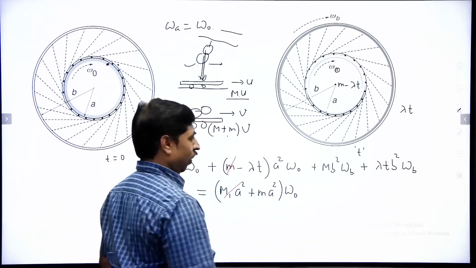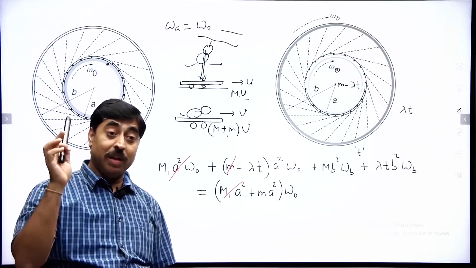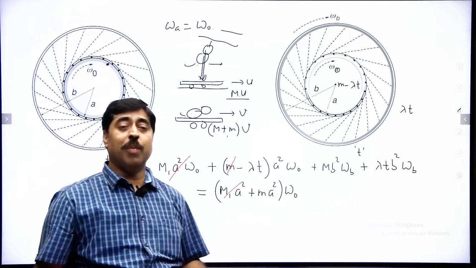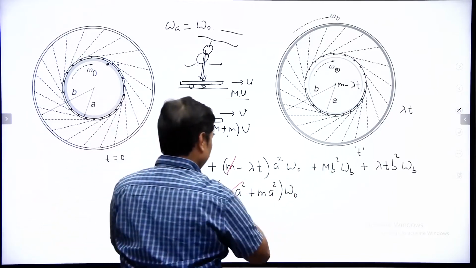You can simplify it for time and you will get the value of time. You can simplify it for omega b, and you will get omega b as a function of time. Do it on your own.